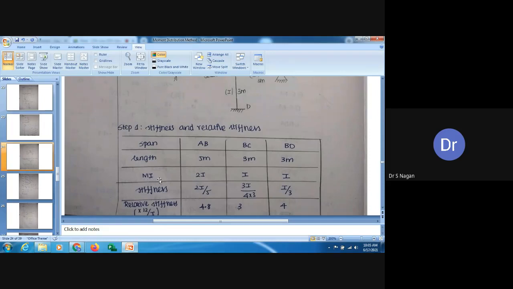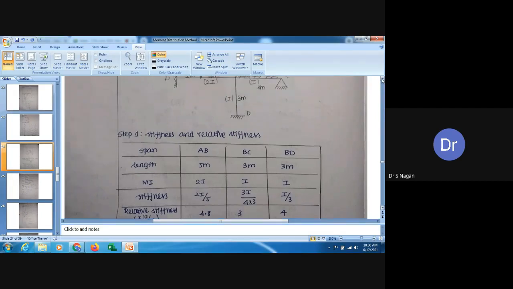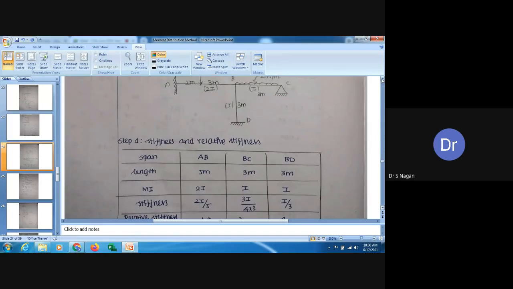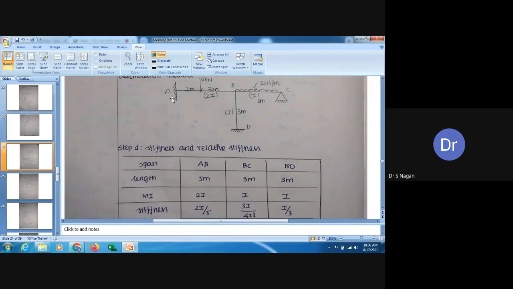Moment of inertia: 2I, I, I. Then stiffness. One small change I'll tell you, please see. The new thing in this problem is the stiffness of AB. The stiffness of AB will be simply the ratio of moment of inertia to span, because A is fixed, B is continuous. Whereas for BC, B is continuous, C is hinged.